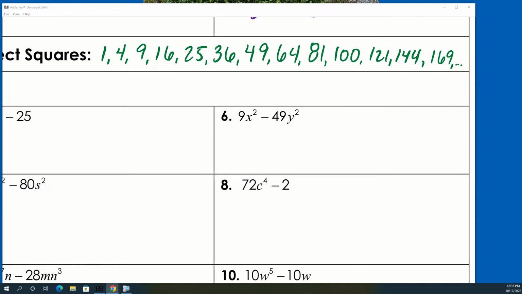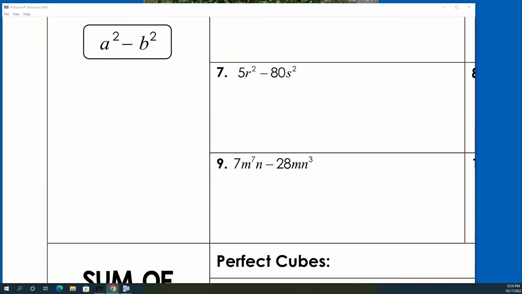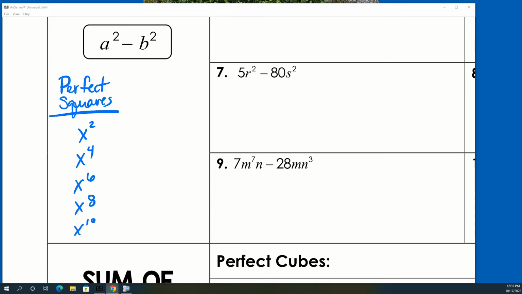All right, and then over on the side, I'm going to write some perfect squares that are variables, so that are x's. So x squared is a perfect square. X to the 4th, x to the 6th, x to the 8th, x to the 10th. So pretty much any variable that has an even exponent is a perfect square.